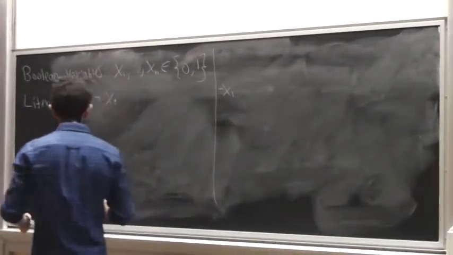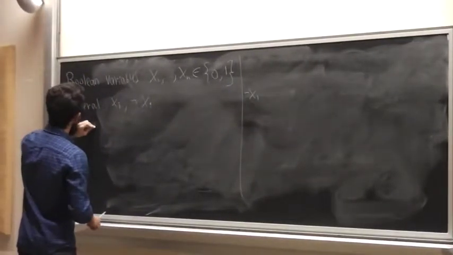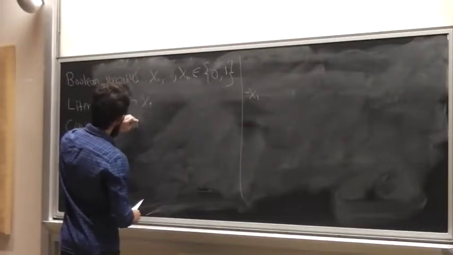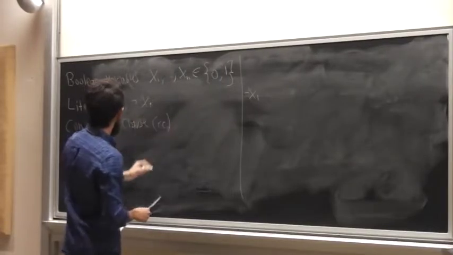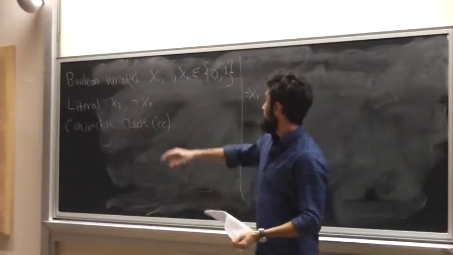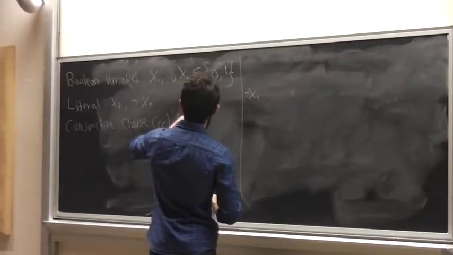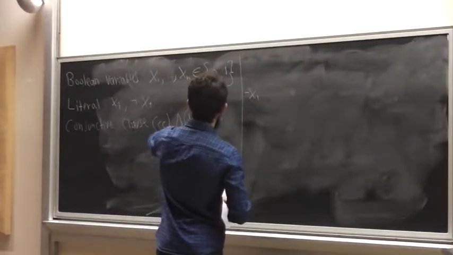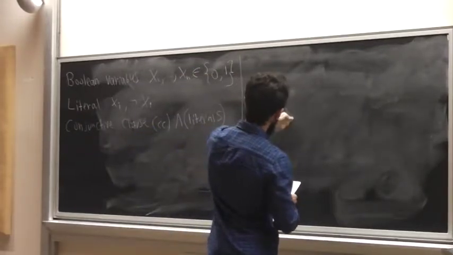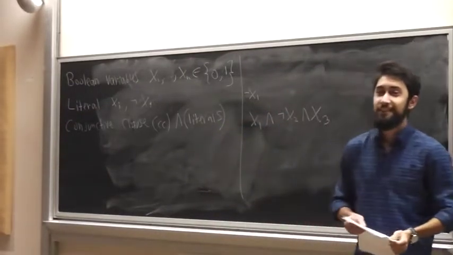And a conjunctive clause. Conjunction in logic means and. So you take an and of a bunch of literals. For example, you can have x1 and not x2 and x3. So that's a conjunctive clause.